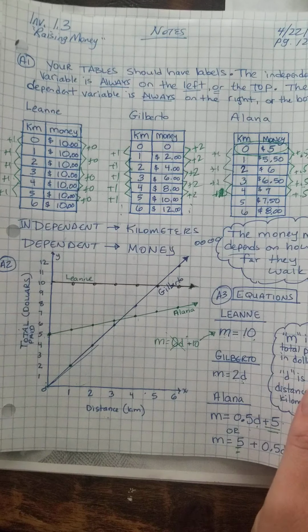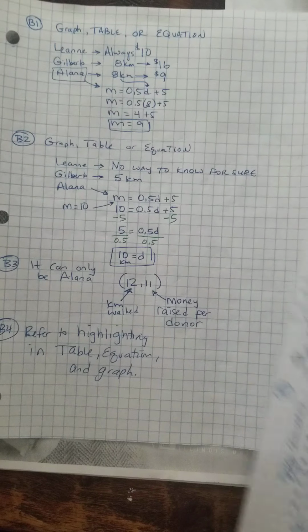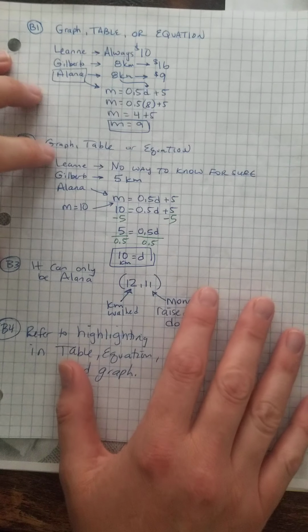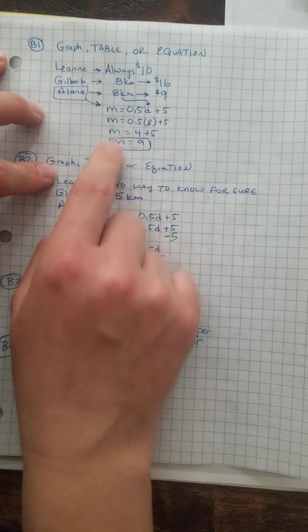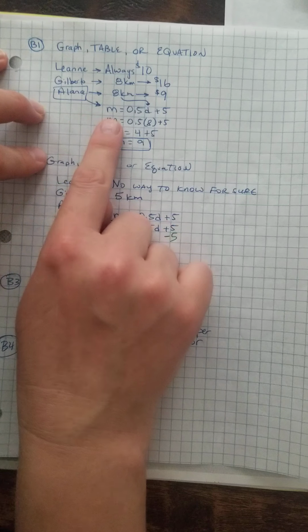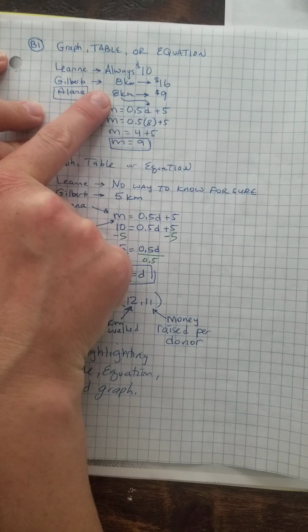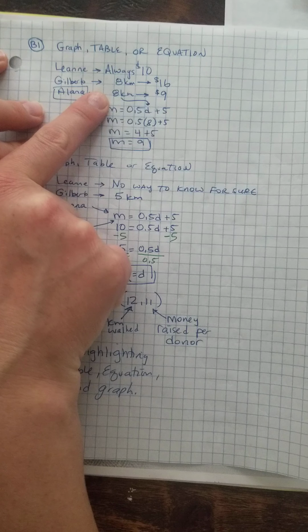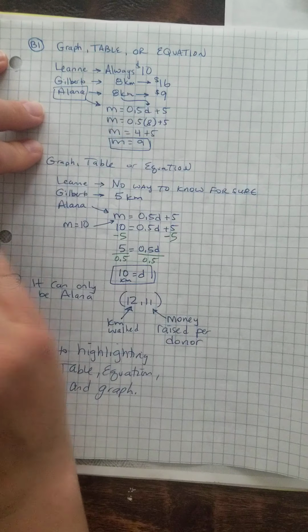The third thing you can do is use the equations. So I did it for Alana down here. Alana's a good one to use since her equation is a little more complex than the other ones. If I have 8 kilometers, I solve it kind of like a river problem, but I don't actually have to start balancing the equation.